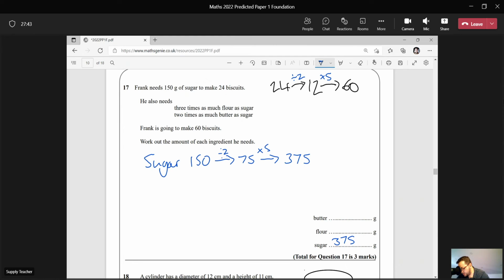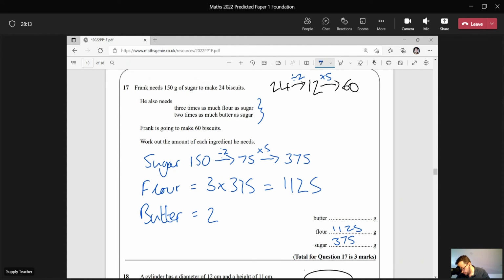Okay, and now I can use these rules here to help me. So he needs 3 times as much flour as sugar. So flour is going to be 3 times 375, which is going to be 900, 225. It should be 1125, hopefully. So that's flour. And then butter is 2 times as much as sugar. So butter is going to be 2 times 375, which is 750. Okay, and that's that question.